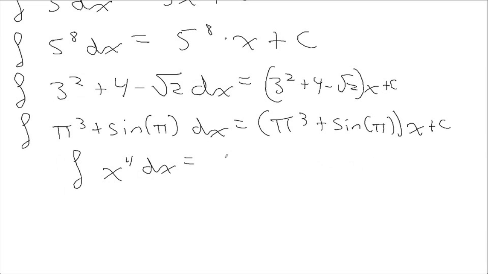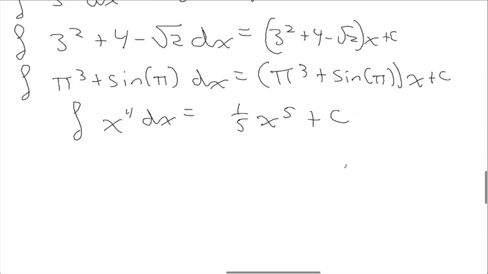So what would this be? The antiderivative of x to the fourth with respect to x. 1/5 x to the fifth plus c. Okay, good. How would you do this? Three-fourths x to the fourth plus c. Good. Now, how exactly should you do this?